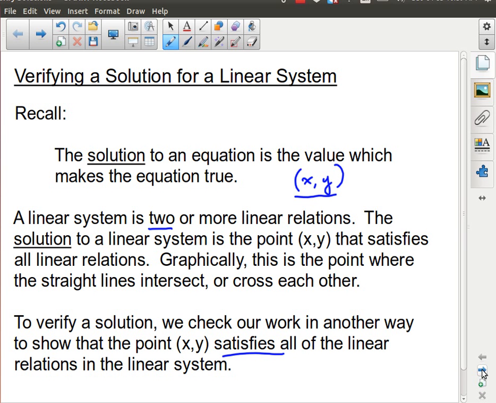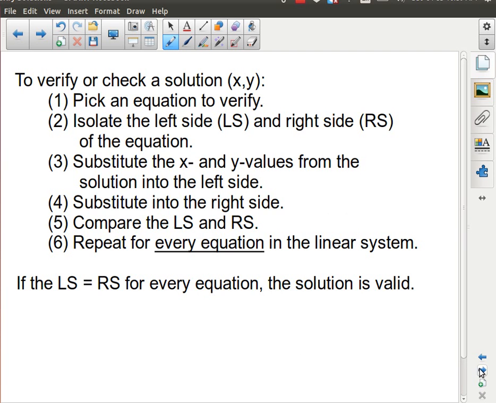There's a number of steps to go through to do this. I know it looks like a lot, 6 steps here, but the thing to keep in mind is that each one of these steps is very short. So the best way to illustrate this is I'm going to do a few examples to show how each of these steps is put into action.